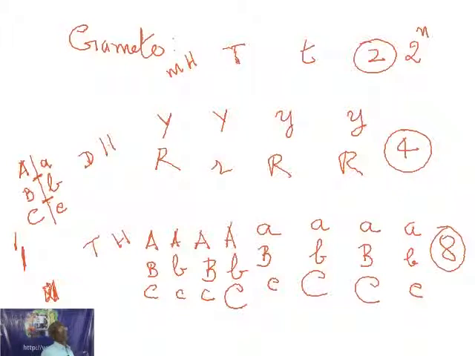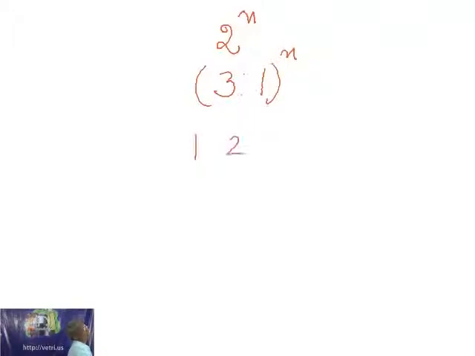How did you get it? It is by a simple formula called 2 power n, where n represents the number of hybrids. Okay, right. So for the calculation of the number of the gametes, it is 2 power n. I am summarizing: 2 power n. And for the phenotypic ratio, it is 3:1 to the power n. And for the genotypic ratio, the general formula is 1:2:1 to the power n.